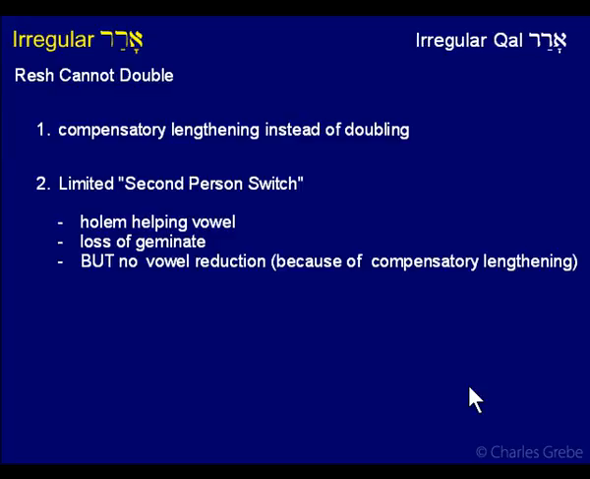So this is weak or irregular because the resh cannot double, and you get compensatory lengthening instead of the doubling with a limited second person switch. Limited because you don't have this vowel reduction. Or another way to look at it is it reduces and then has to lengthen to compensate. So that is our irregular arar. Really not too bad at all.